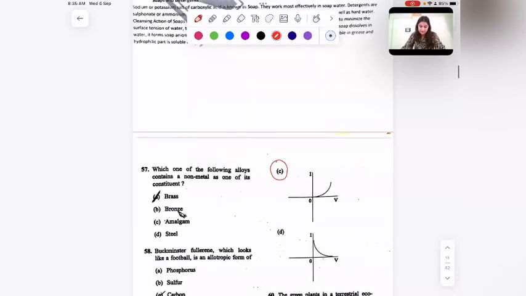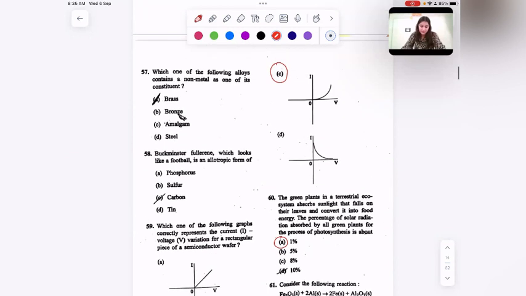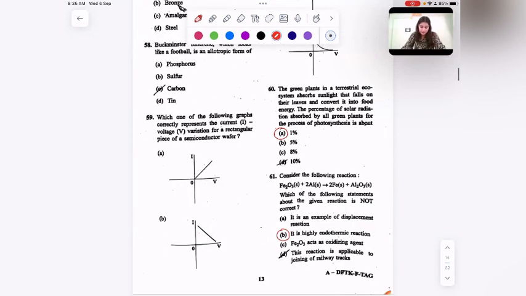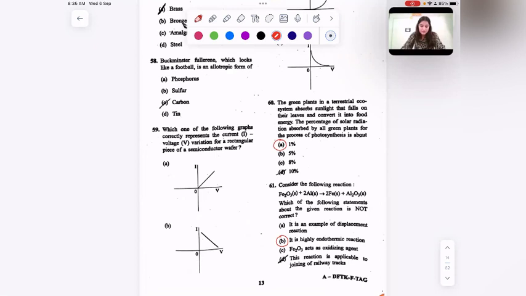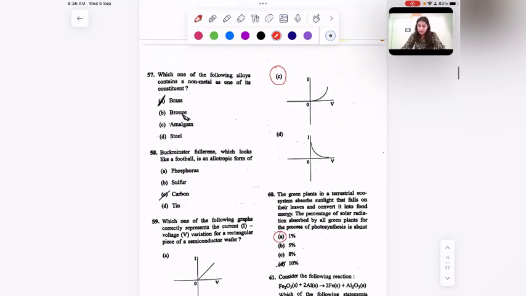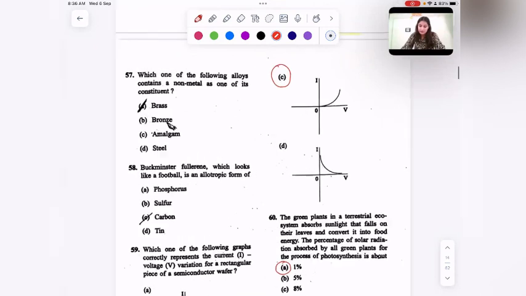All right. Next, this is a graph-based question. Which one of the following correctly represents the VI graph for semiconductors? So we know the VI graph for a semiconductor. Option C is the correct answer. This is the correct representation.